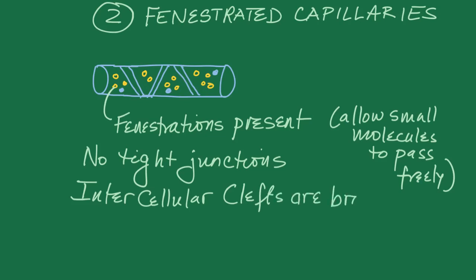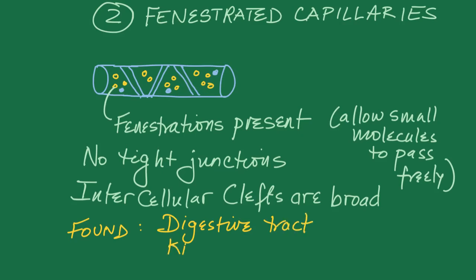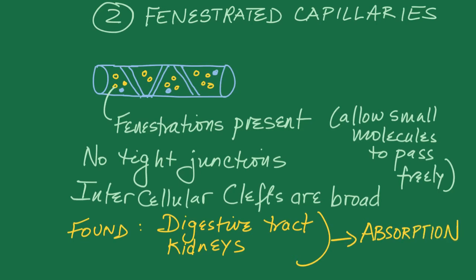If there are no tight junctions, it's also possible for the cells to move apart. So the intercellular clefts tend to be broad and they allow more things to pass through freely. Small molecules, remember, but they can pass through freely. As a result, fenestrated capillaries are the perfect type of capillaries to be found in the digestive tract and kidneys where absorption takes place. When there is absorption, molecules are moving very quickly into the capillary.